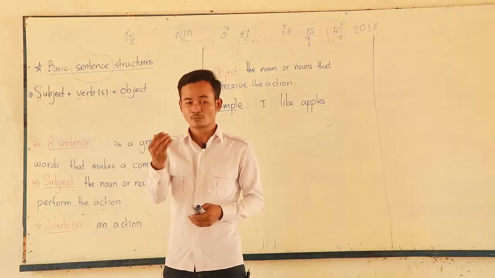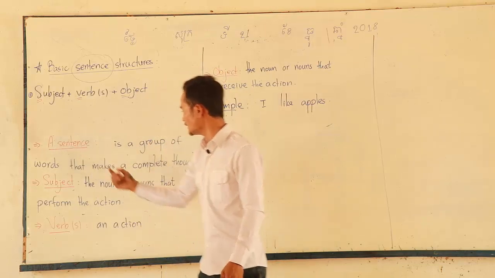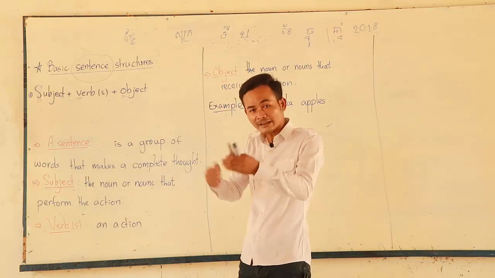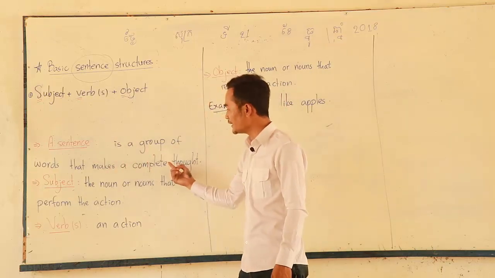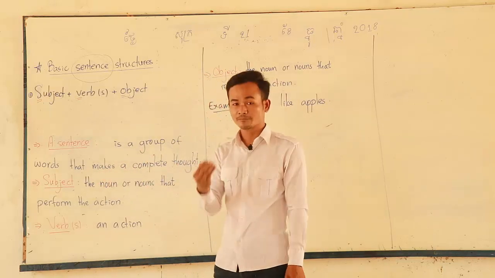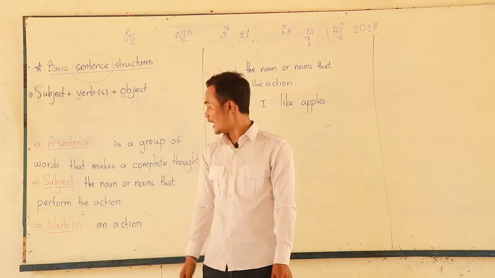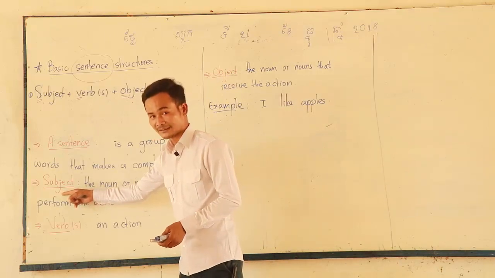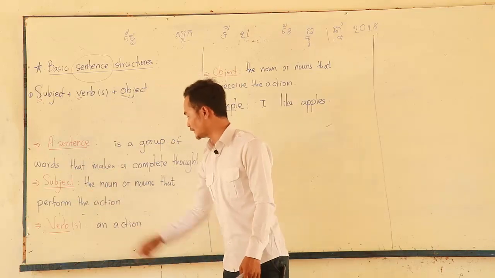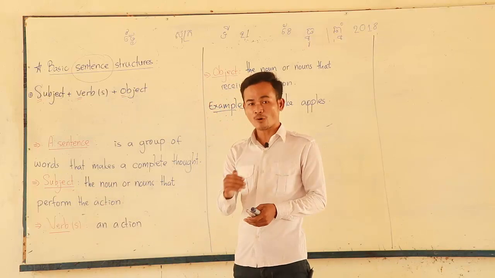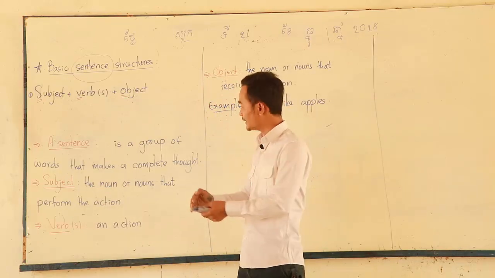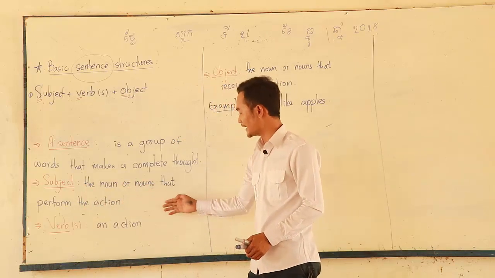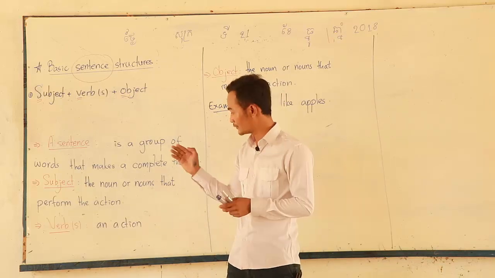Here, a sentence is a group of words that makes a complete thought. Okay? That makes a meaningful thought. And you have to know as well the subject. What does the subject mean in a sentence? The subject is the noun or nouns that perform the action in the whole sentence. Okay?